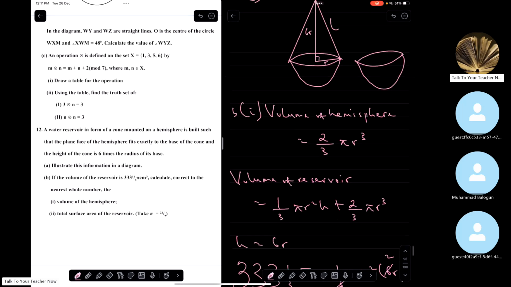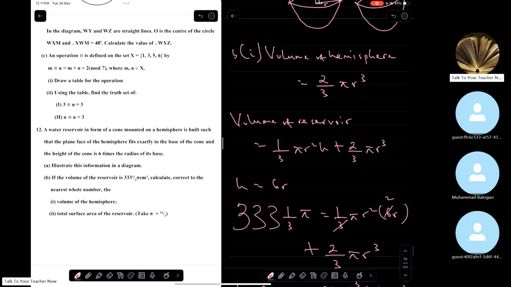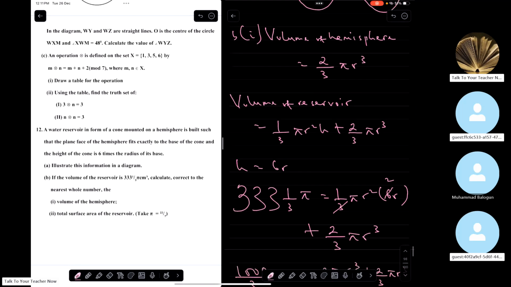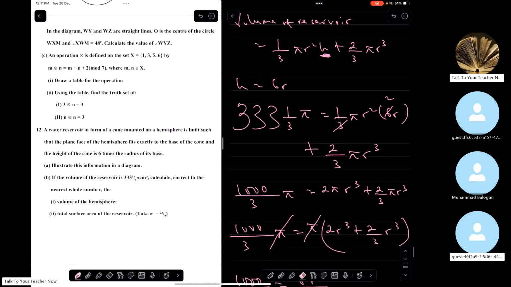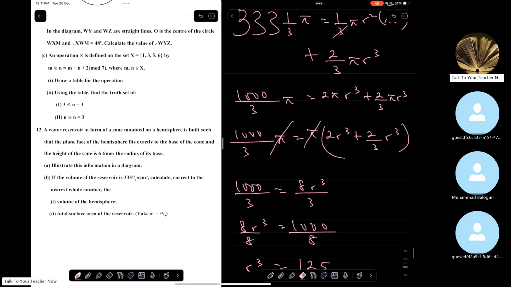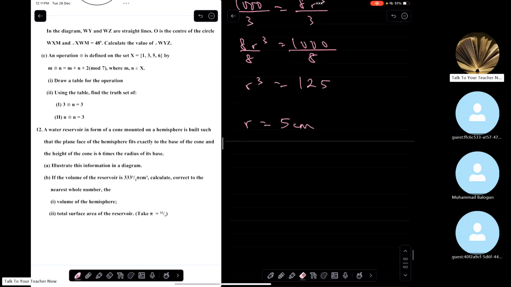Let's go over that again. They said the volume of the reservoir is the volume of the cone plus the volume of the hemisphere. We know that the height of the cone is the same as 6 times its radius. So 1 over 3 pi r squared h is the same as 1 over 3 pi r squared times 6r. And we simplified all of that to get r. Do you understand? So what's the second question?